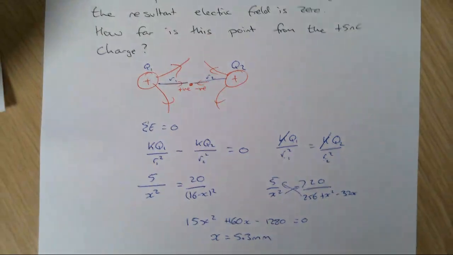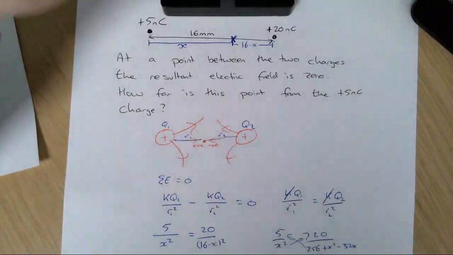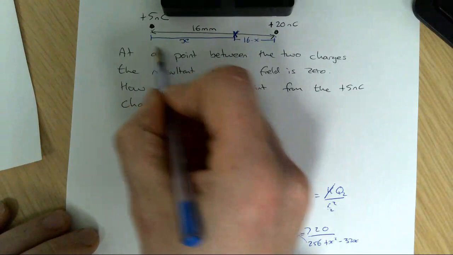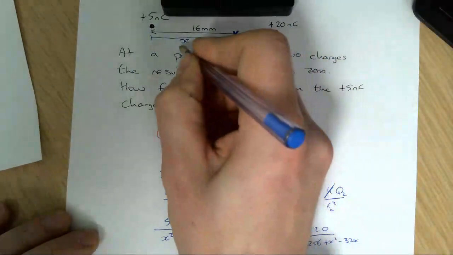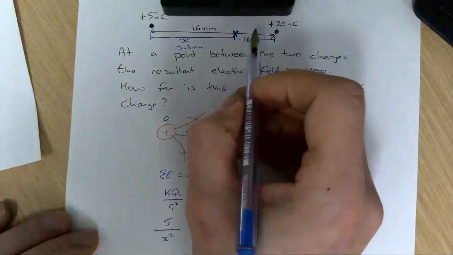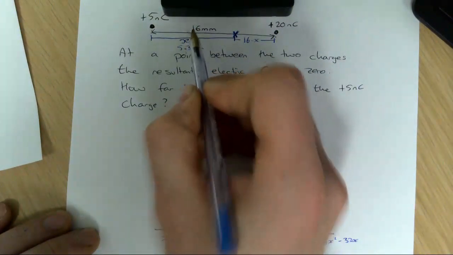So the distance away from the 5 coulomb charge, or the 5 nanocoulomb charge, this x here, is going to be 5.3 millimeters. Clearly this diagram is not to scale, because the x point is going to be much closer to the left hand side.